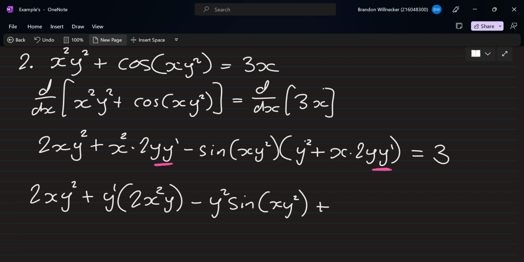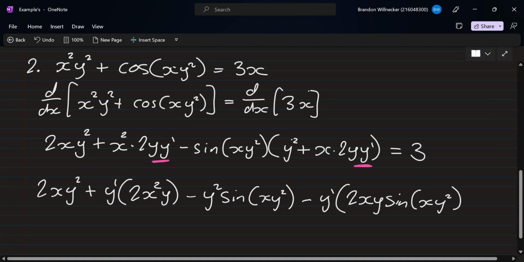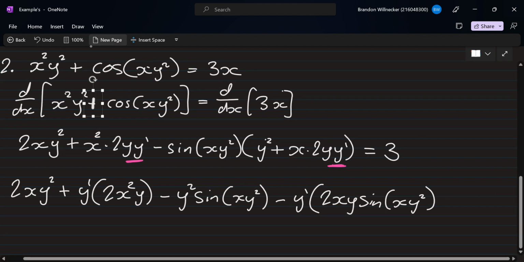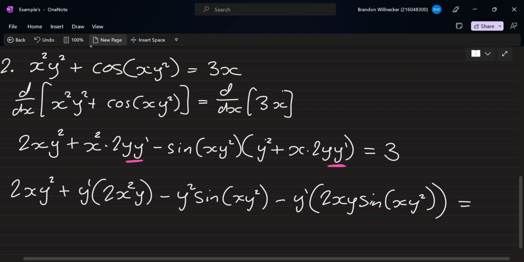Then plus, we've got that other y prime, let's put it out in front. Then we have 2xy sine x squared, xy squared. Okay, and then this plus, that should be a minus because of the sine. Okay, so that part's done, and then this is still equal to 3.